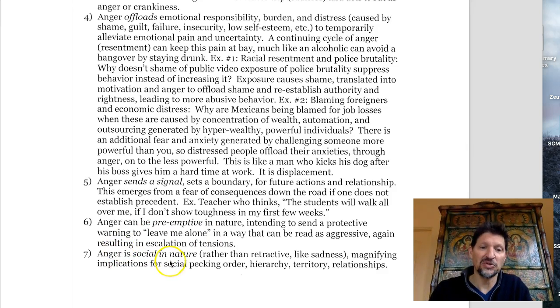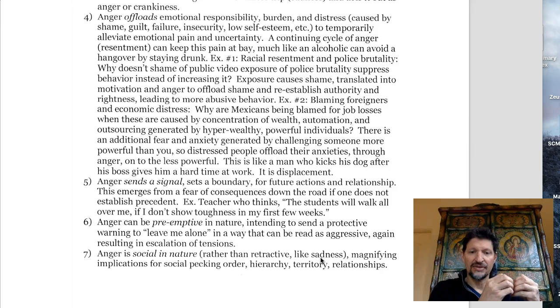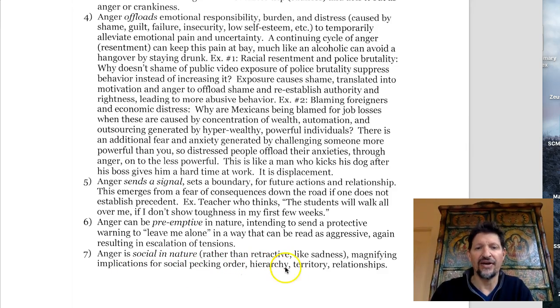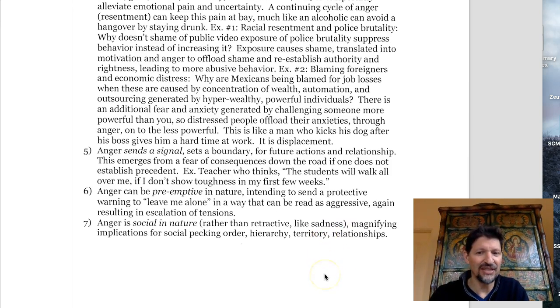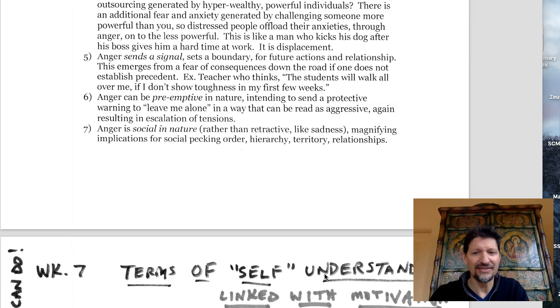And finally, anger is social in nature rather than retractive. Sadness tends to be more retractive. Anger tends to be more shared and social, magnifying the implications for social pecking order, hierarchy, territory, and relationships. So again, do you see how rich these emotions can be? How they can explain things? How they go beyond our typical understandings?